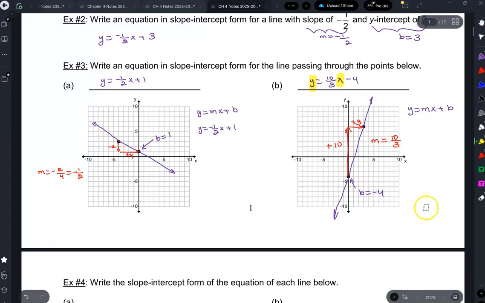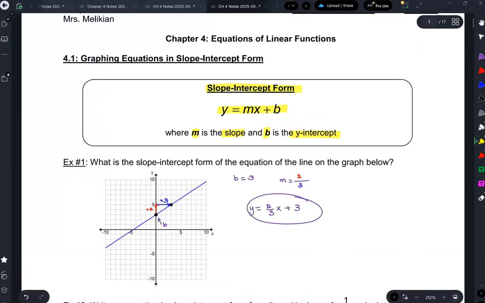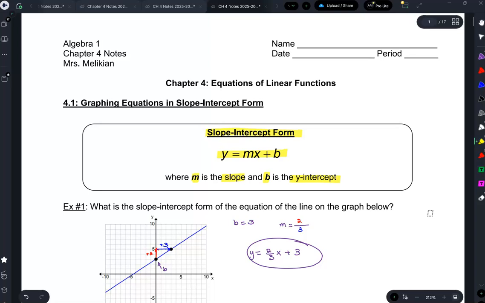Yes. B is the y-intercept. B is where the graph crosses the y-axis. It's right here. Look, B is the y-intercept right here. Okay?